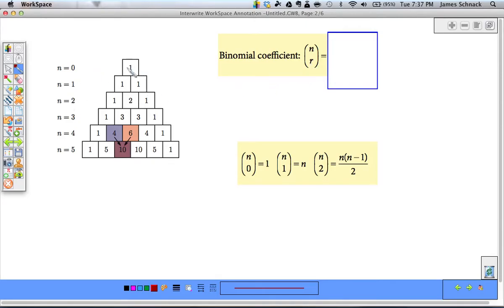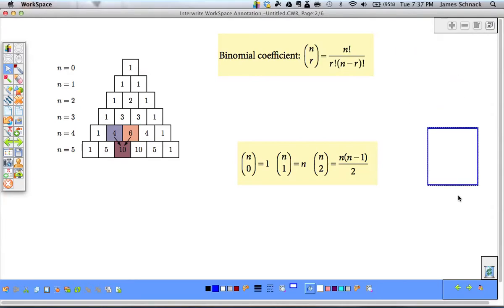So this is the 0 row, the first row, the second row, and we talked about how the calculations were 3 choose 0, 3 choose 1, 3 choose 2, 3 choose 3. Then 4 choose 0, 4 choose 1, 4 choose 2, 4 choose 3, 4 choose 4, and so on. Well, let's look at where these actually come from.